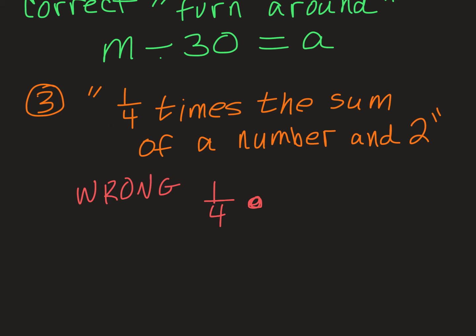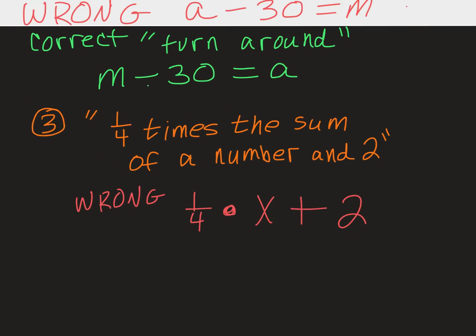And then sum. What does the word sum mean? Is that adding, subtracting, multiplying, dividing? What is that? When we find the sum. So we're adding when we're doing the sum. So the sum of a number and 2 would be X plus 2, right? Because it says the sum of a number and 2. So this is almost right. Barely wrong. I'm going to show you why it's barely wrong.